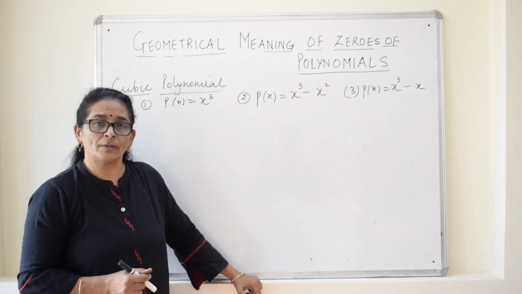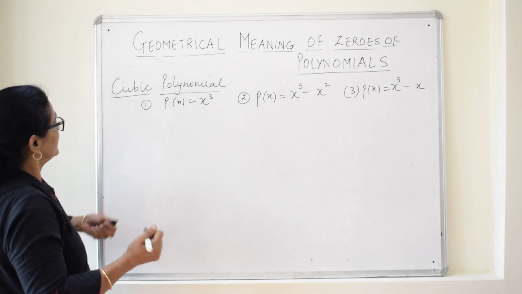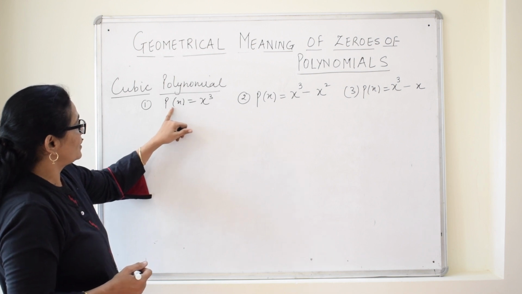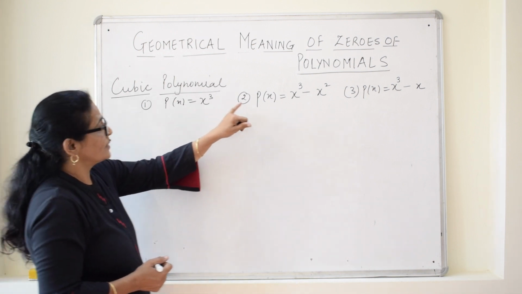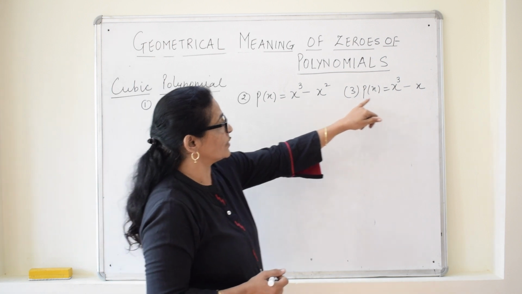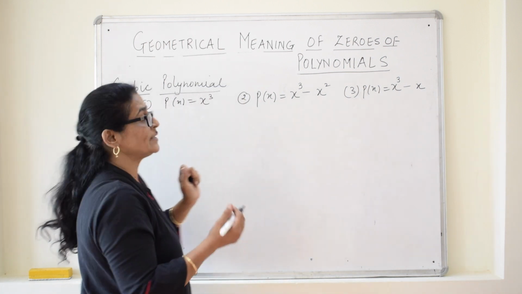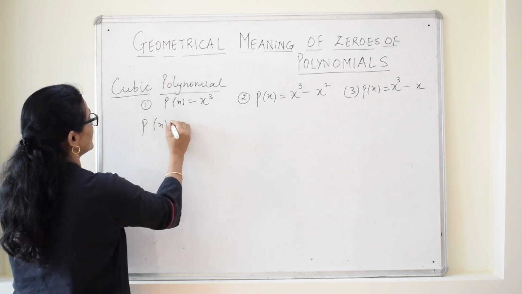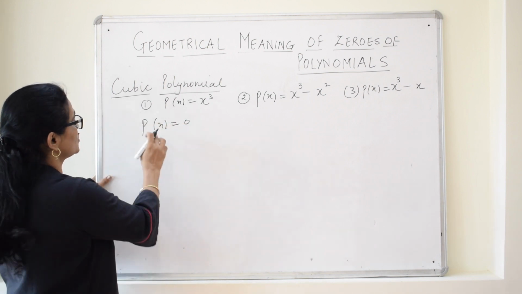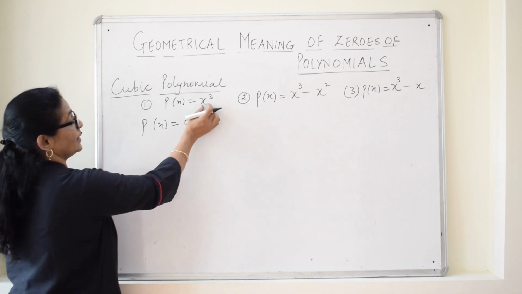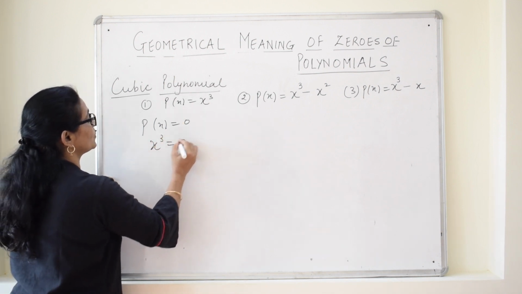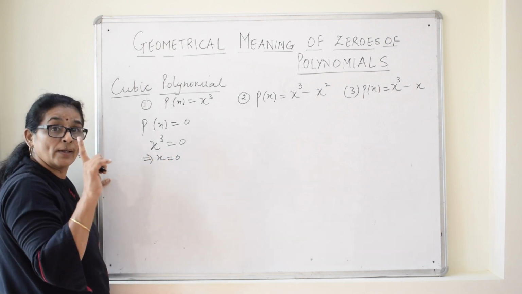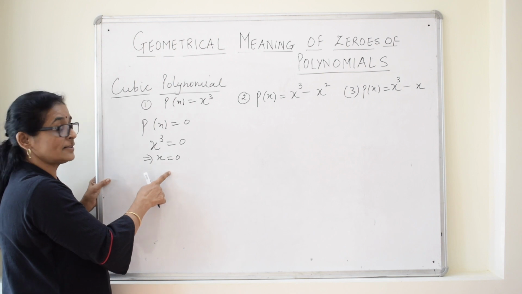Now we will discuss cubic polynomials, and I have shown three cases over here. First is the polynomial p of x is x cube. Second is x cube minus x square, and third is x cube minus x. Algebraically, we make the polynomial into a polynomial equation, so p of x is equal to 0. Here x cube is equal to 0. It means that x is also 0. So there is only one zero of this polynomial, and that is 0.